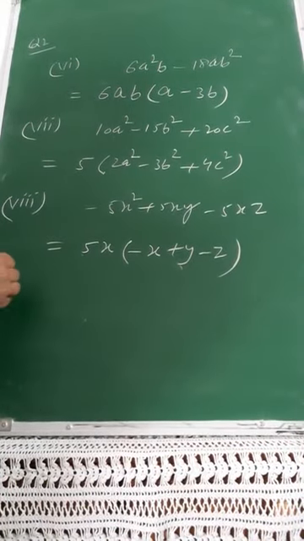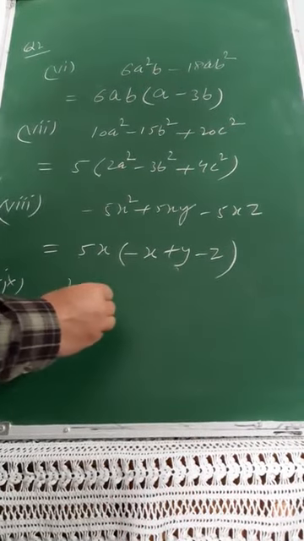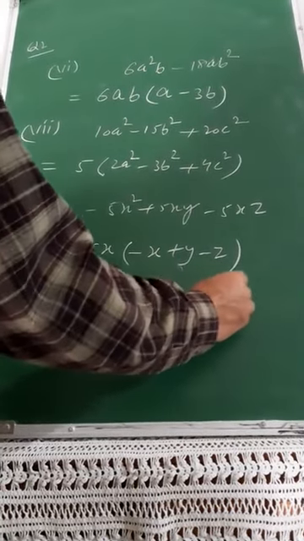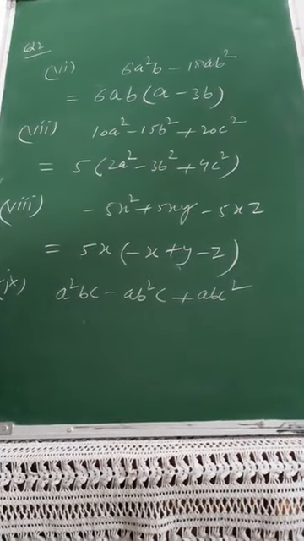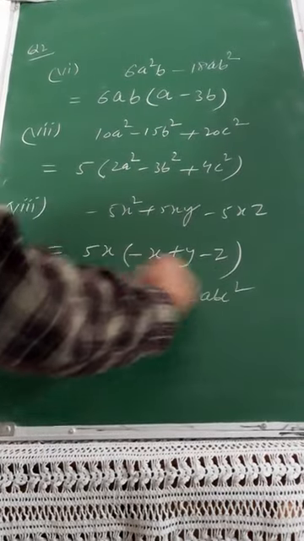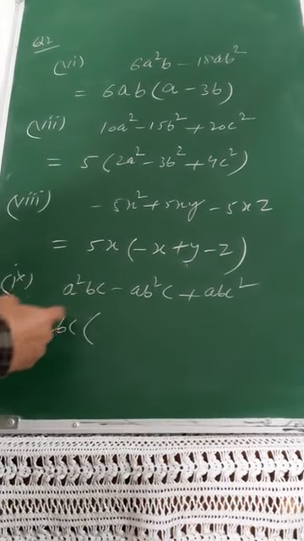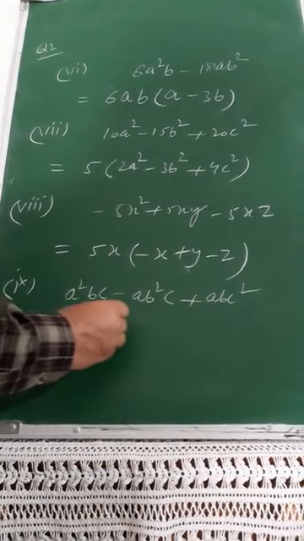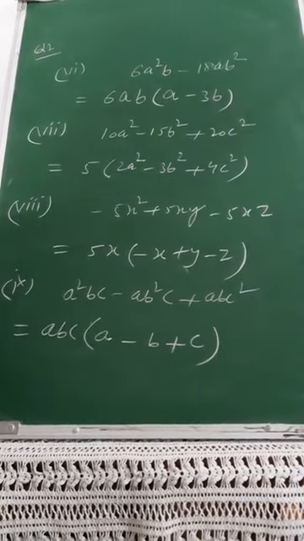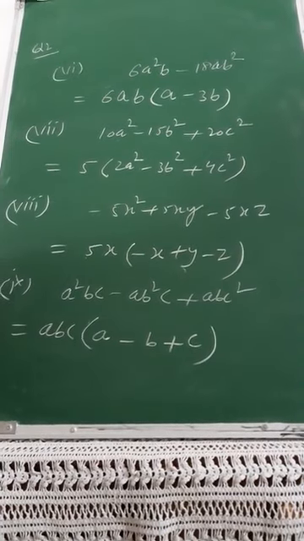And then the last part, that is the ninth part, is a square bc minus ab square c plus abc square. So only variables are used here in these three terms. So abc is there, abc is there, abc is there, and the least degree everywhere is 1. So simply you take out abc common. Now when you take abc common, bc will go off, a square divided by a, only a will be the result. Similarly here b will be the result, and here c will be the result. So here you can leave your answer. So that's all about all 9 parts of question number 2.